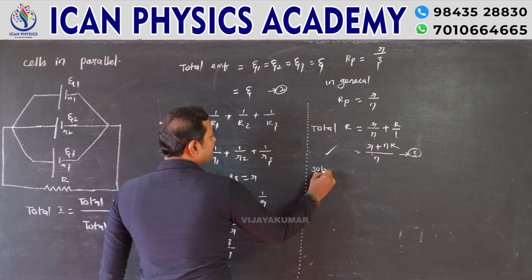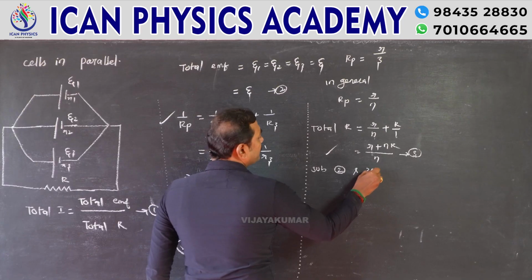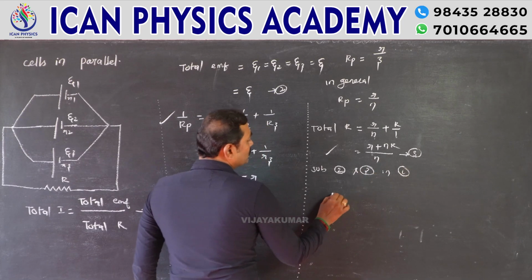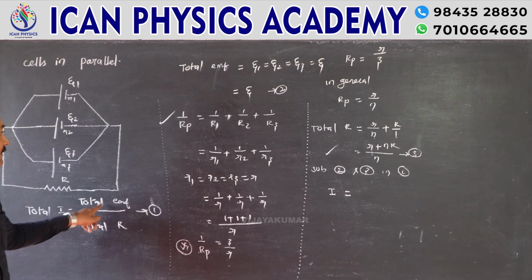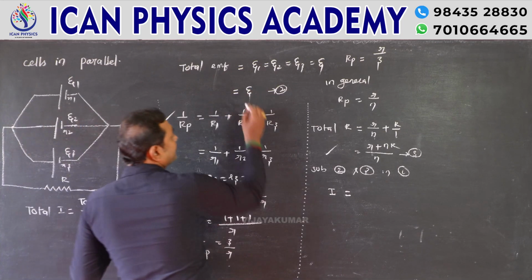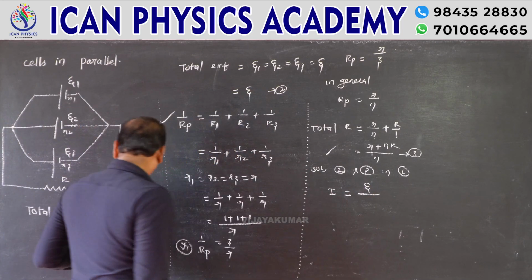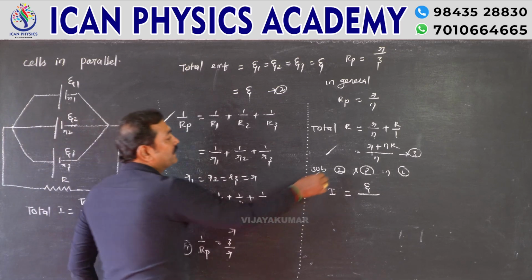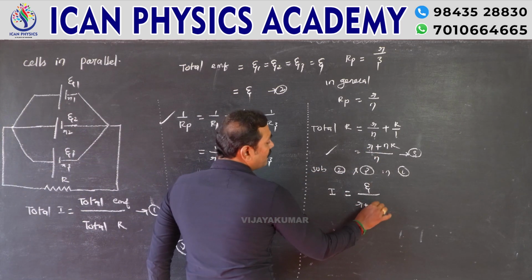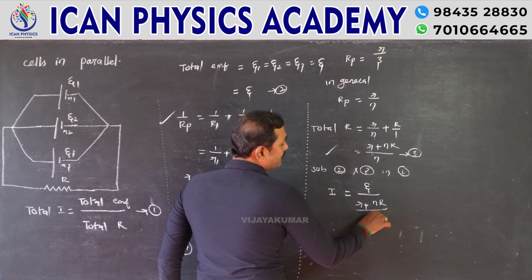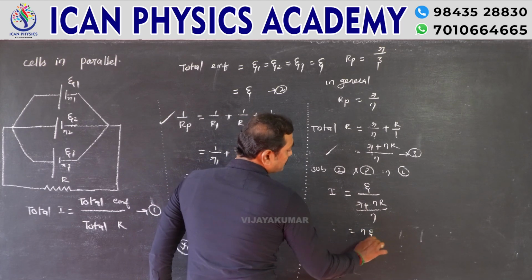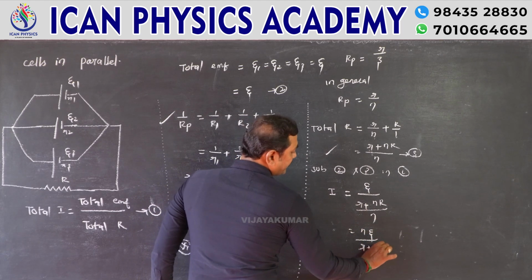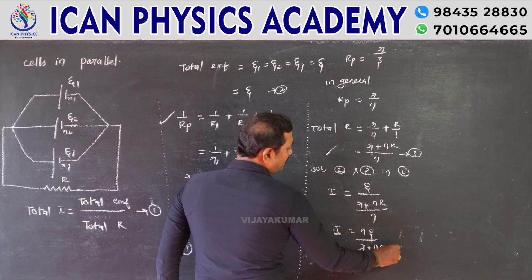Now substitute 2 and 3 in 1. So the total current I equals total EMF, that is psi, divided by total resistance. What is the total resistance? R plus r by n, that is (nR plus r) divided by n. Now taking the reciprocal, n psi by (nR plus r) is the total current.